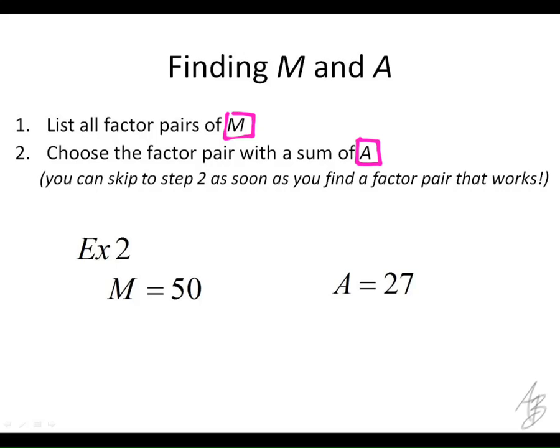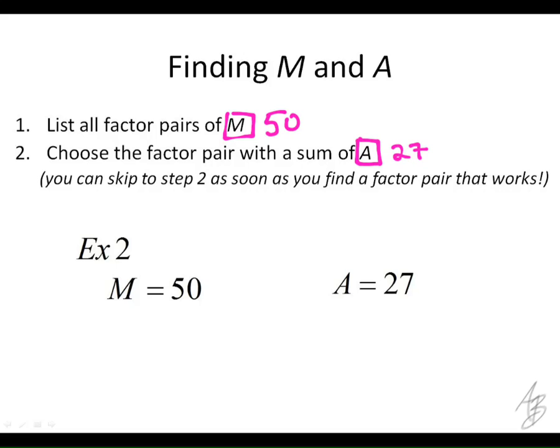So in the first example, we had 50 was M, like this right here. So we started by listing all the factor pairs of 50. And then we chose the one that added to 27. And notice what this says in parentheses. I want you to write that down also, because I know you guys like to save as much work as possible. You can skip to step 2 as soon as you get one that works.